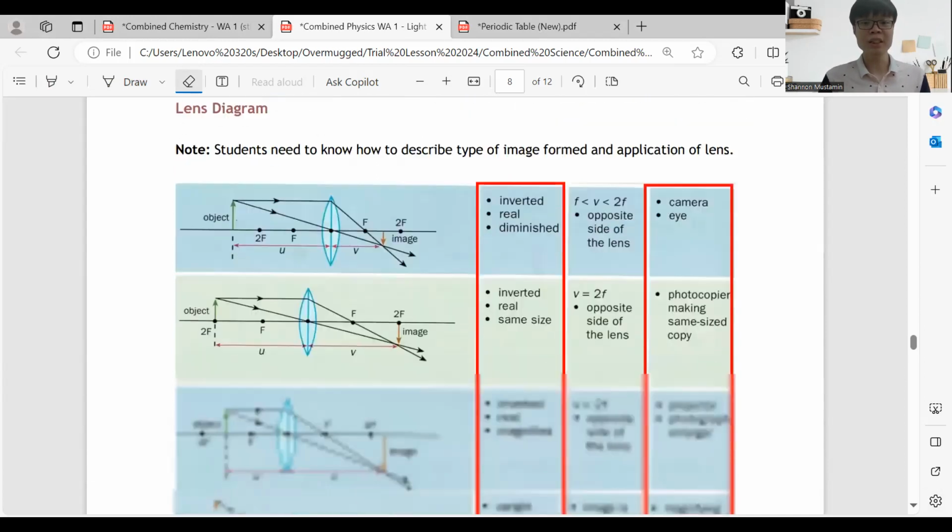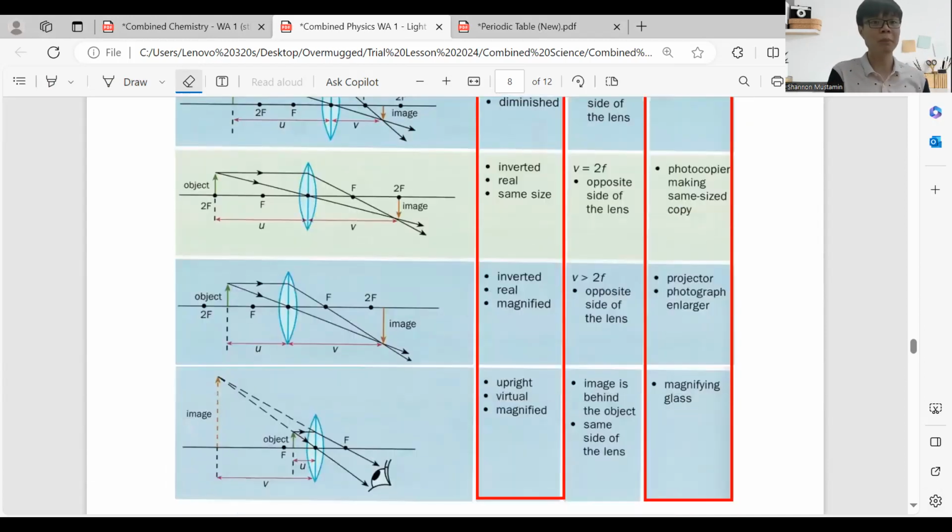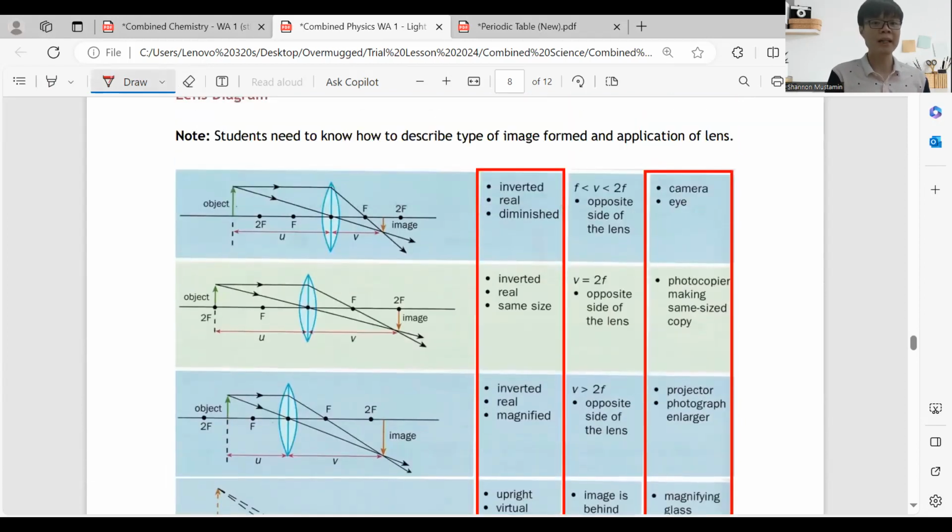Okay, so you just need to tell me how the image is different from the object. Let's say I ask you to compare this with this. Hopefully you can see the image is diminished, smaller. The image is real and the image is inverted. Inverted means upside down. At first it's like that, your image changes or rotates, so we say inverted.